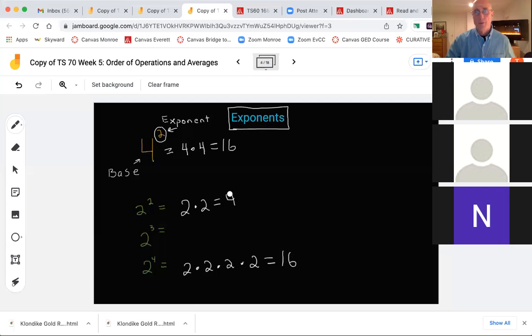So you probably heard that before. That's what an exponent is, that little number on top, and it just means multiply the base times itself that many times.